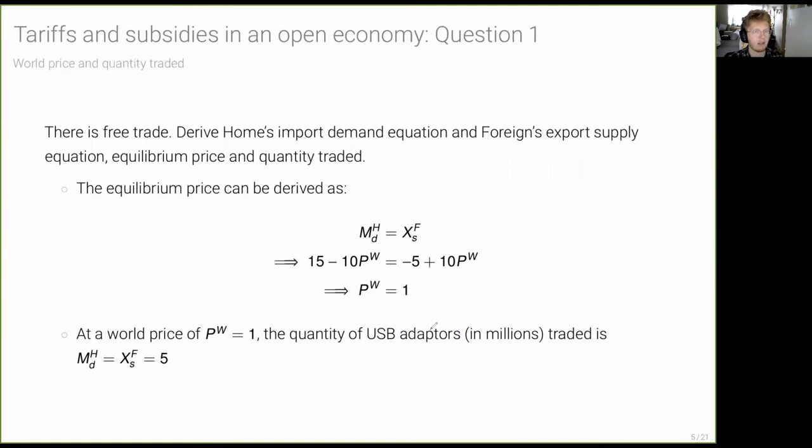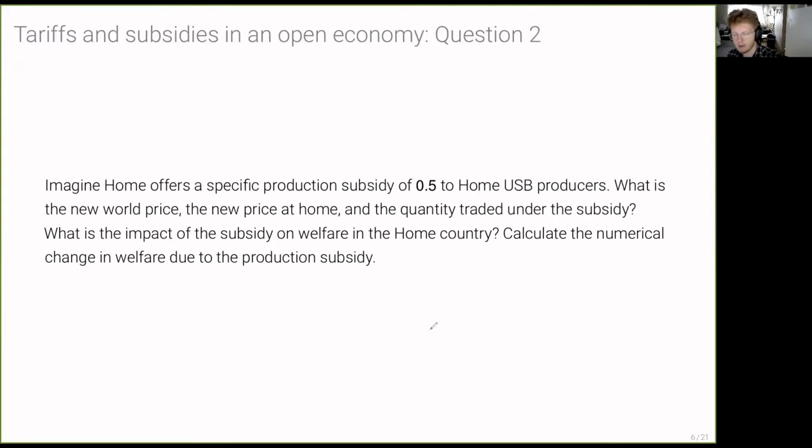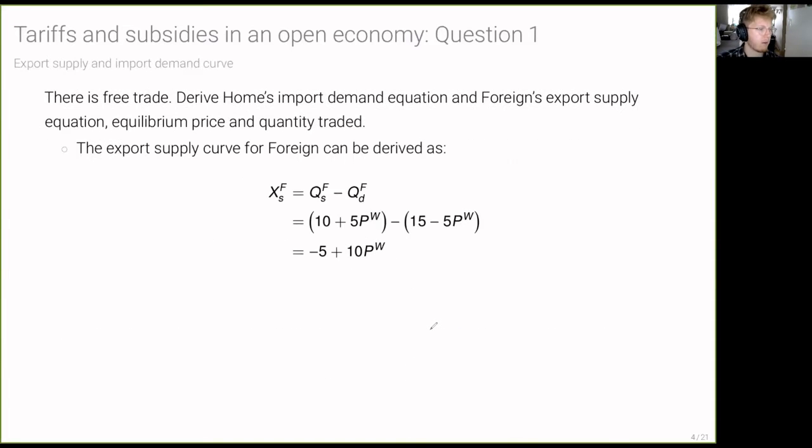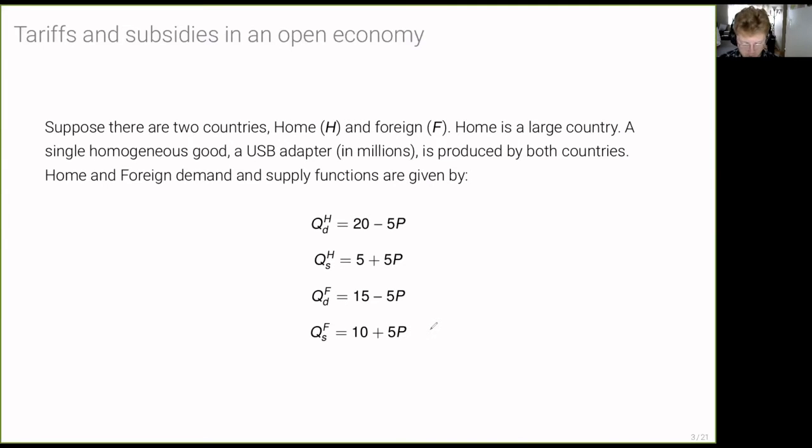Okay, so that was question one. So that's basically just thinking of how to solve for the equilibrium price and quantity traded, assuming that we have free trade. I figured out the quantity traded. You can also go back and figure out the specific values for the quantity demanded and supplied at home by plugging in for the world price too.